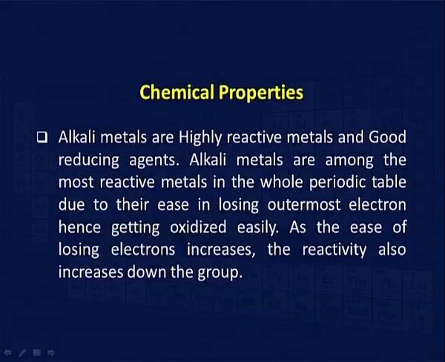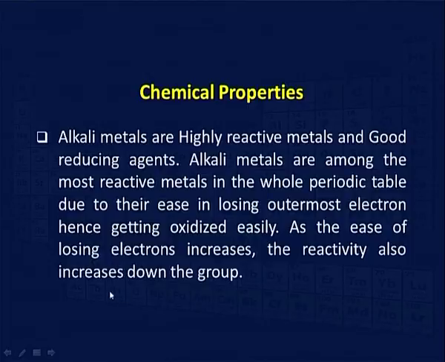Now, alkali metals are highly reactive metals and good reducing agents. See, what basically is reduction? If some metal gets easily oxidized, it becomes a very good reducing agent. Because it can easily lose an electron, therefore, they are very good reducing agents. This is the main property required for reduction, that is, it should be able to lose the electron very readily, and the more readily it releases the electron, the more reducing properties it is going to have.